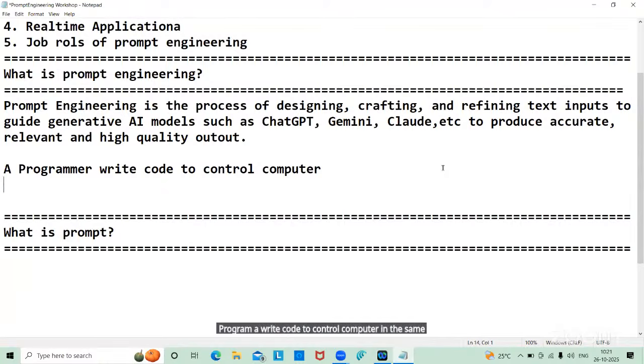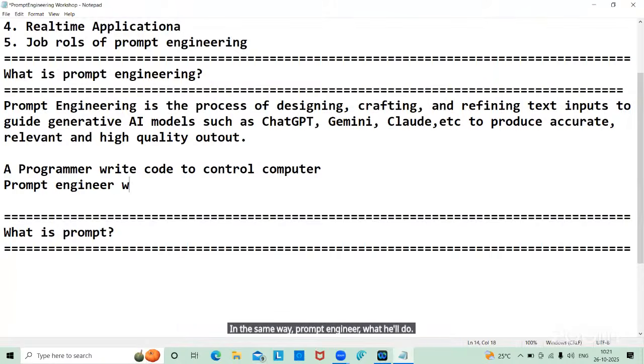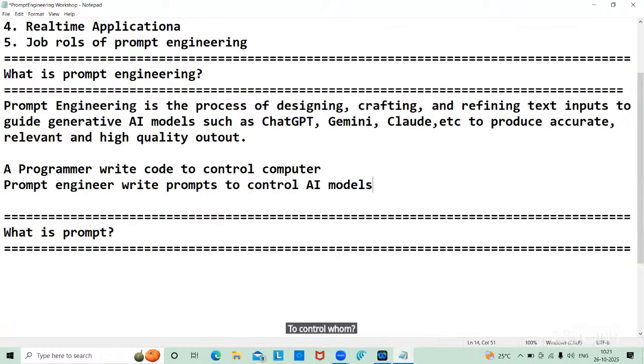In the same way, what will a prompt engineer do? Write prompts. Write prompts to control which one? AI models. A programmer writes code to control the computer. In the same way, a prompt engineer writes prompts to control AI models.